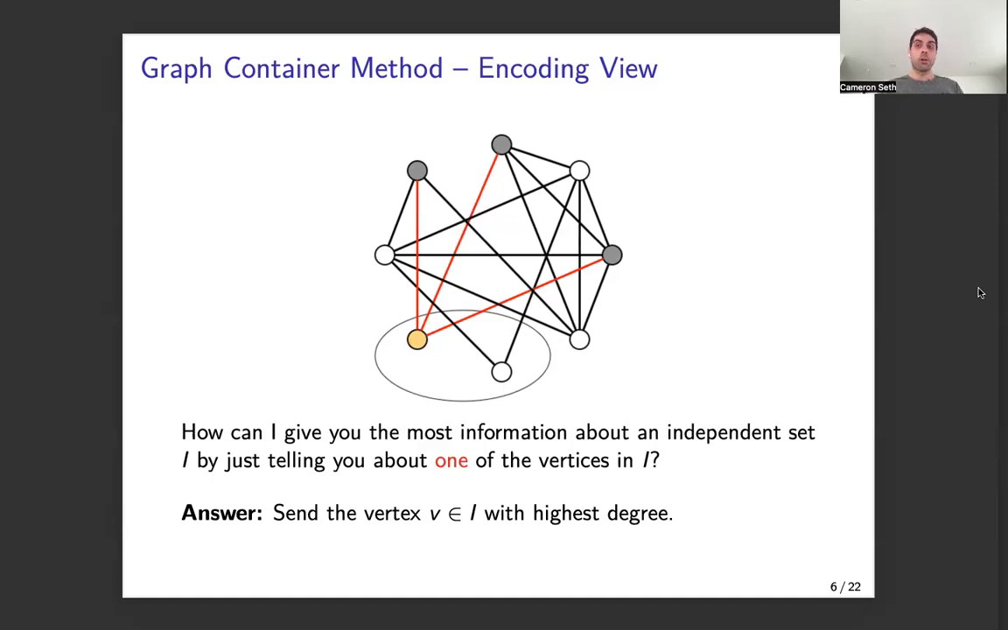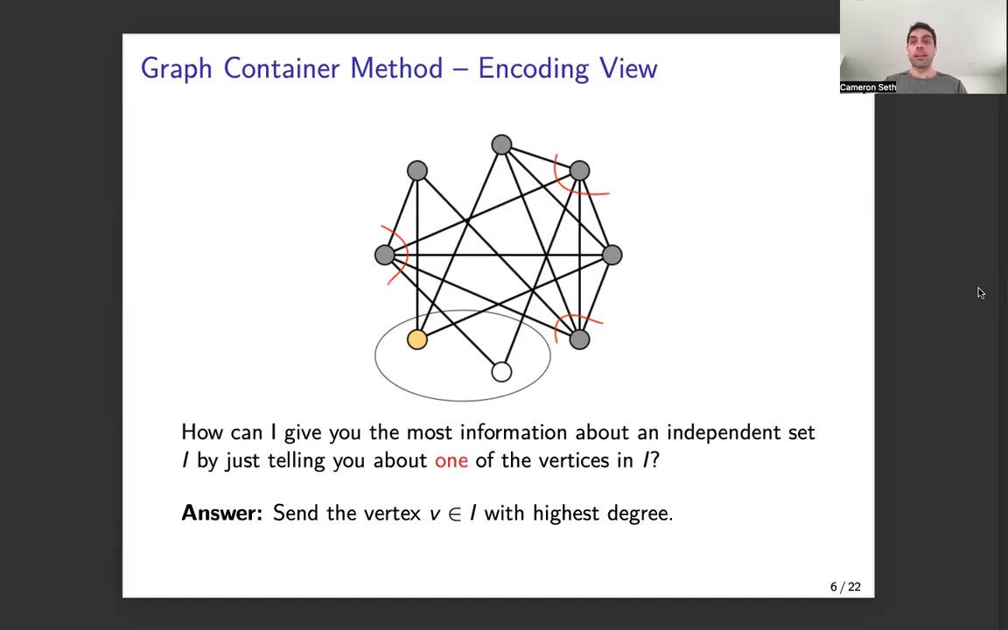But actually, there's a lot more that you can infer from this. Because I've told you this is my highest degree vertex, any vertex with higher degree is definitely not in the independent set, because otherwise I would have sent it. So these three vertices here have degree 5, and the vertex I sent had degree only 3. So you can rule them out for being in the independent set. So this is kind of shocking. I've only told you one vertex, and you figured out exactly what my independent set is.